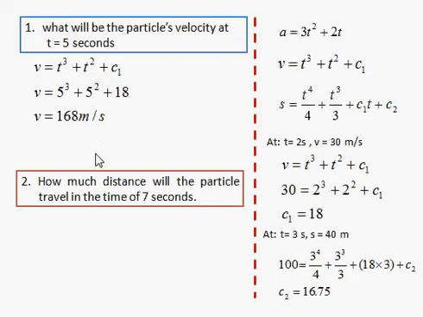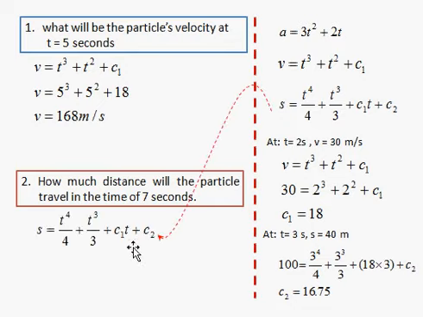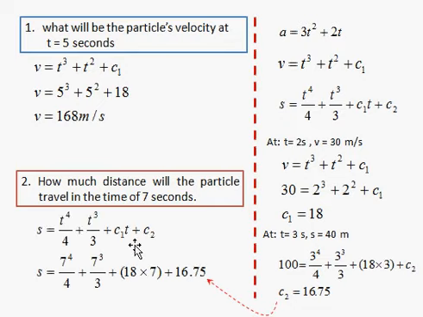Getting to the second question, how much distance will the particle travel in the time of 7 seconds? Now the question is about distance. Let us utilize the equation which is meant for distance, getting that equation here and substituting the 7 seconds in place of t and going through the solution procedure, we get the answer like this.